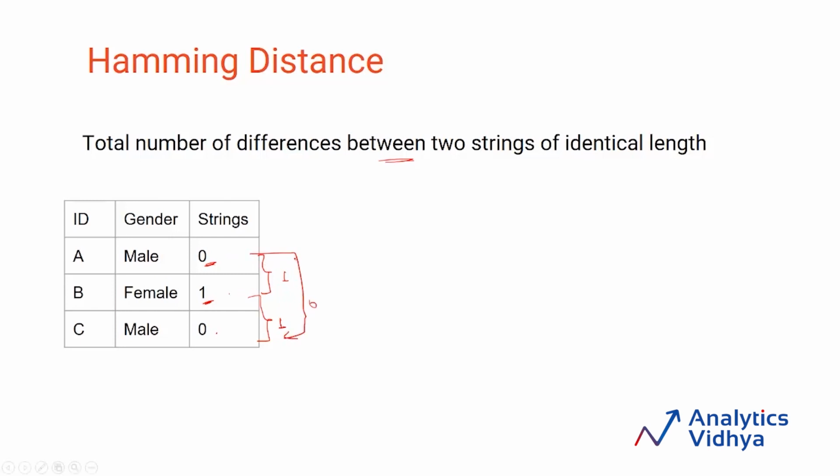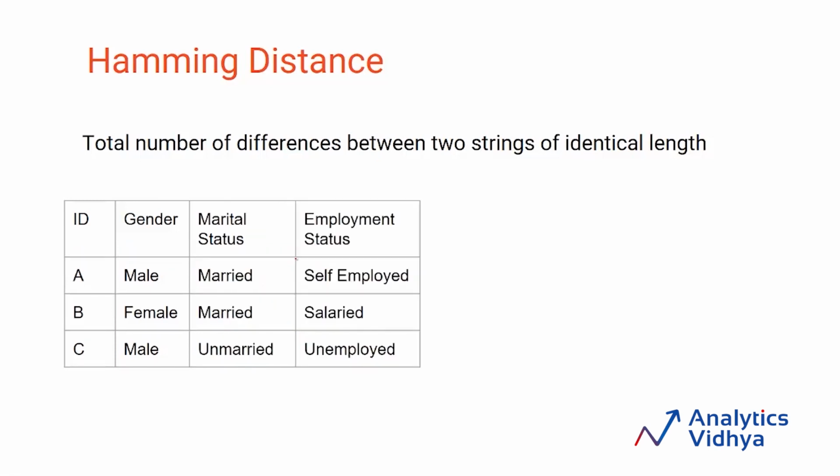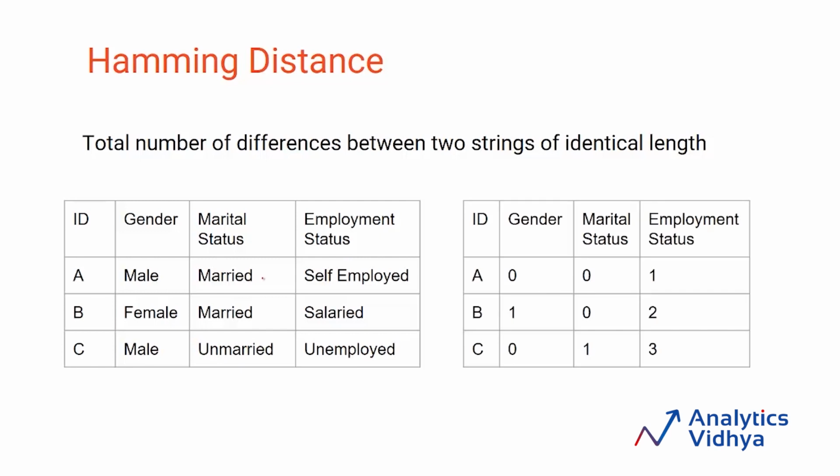You'll understand this better if we take multiple variables. So let's see another example. In this case, we have 3 variables: gender, marital status and employment status. Now again, I'll convert these variables into numbers. So we have 0 and 1 for gender, male and female. Again, we have 0 and 1 for married and unmarried. And we have 1, 2, 3 for employment status. As I mentioned previously, these numbers do not have an order. We only look at if the values have changed or if there is a difference.